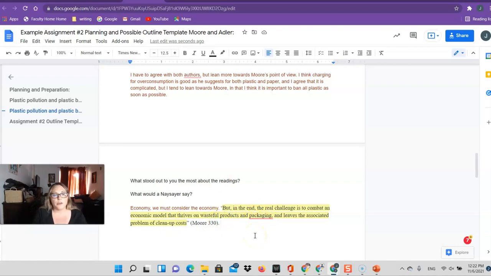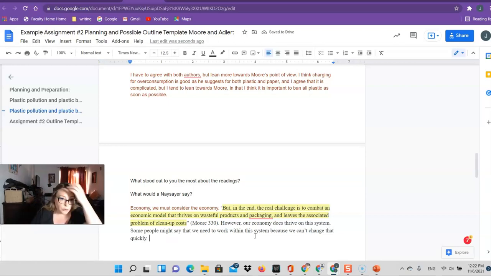One of the things that we're not really considering is the economy. He talks about how the economic model thrives on waste products; however, our economy does thrive on this system. Some people might say that we need to work within this system because we can't change that quickly, right? I would actually say that we need quick change, but that's what a naysayer might say.